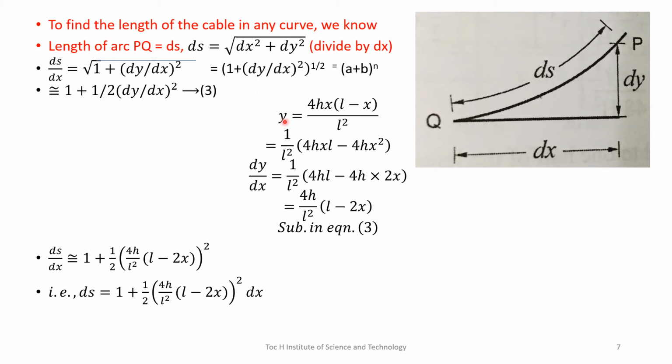And we already know the equation for y. From that, find out dy by dh and substitute the value of dy by dh in equation number 3, and we will get dy by dh is equal to 4h by L square into L minus 2h, and substitute this dy by dh value in equation number 3. Okay, now you will get dS by dh is equal to 1 plus half into 4h by L square into L minus 2h the whole square dh.